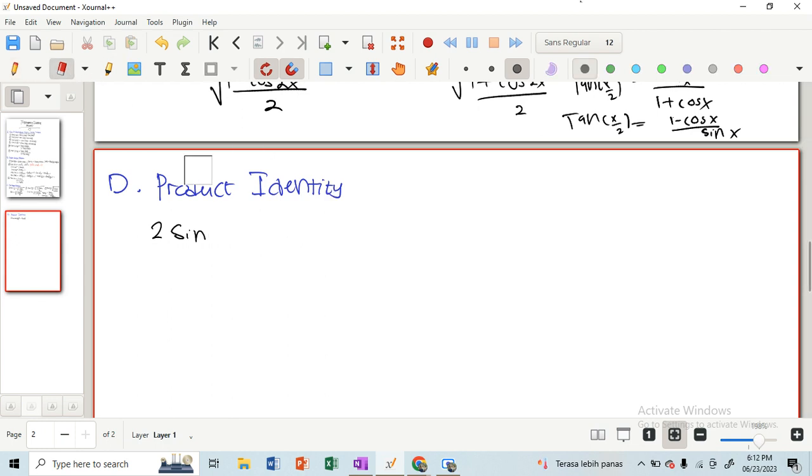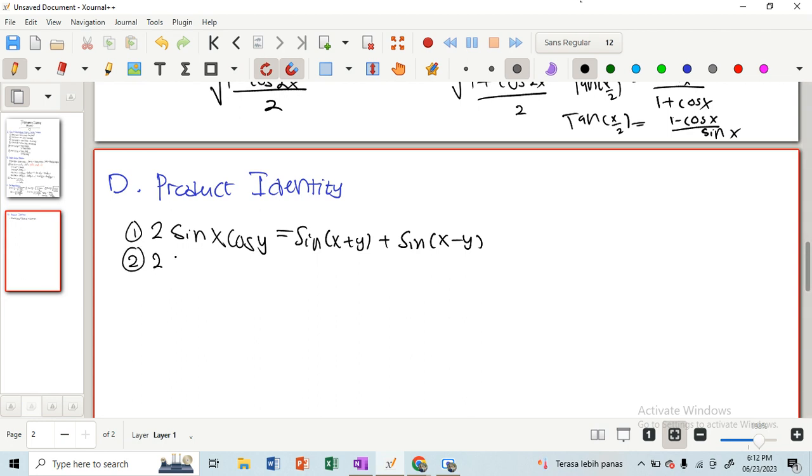maybe I will write using other terms. Greek letters are kind of confusing, so I'm just gonna switch into x and y. So 2 sine of x times cosine of y will be equal to sine of x plus y plus sine of x minus y. This is the product identity, the first product identity.